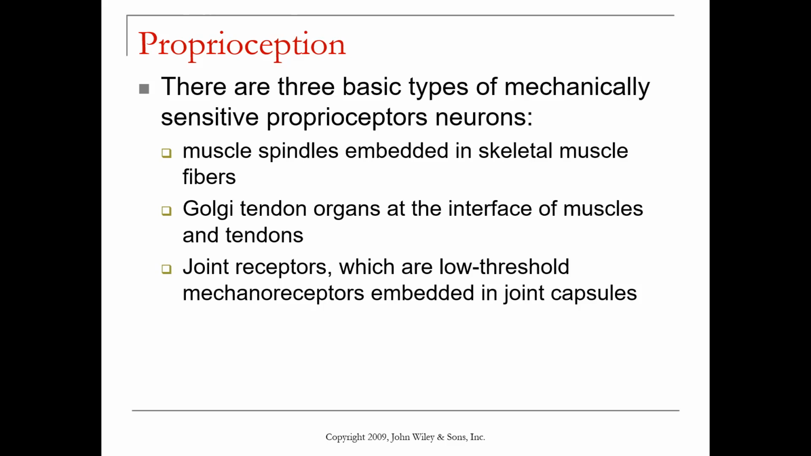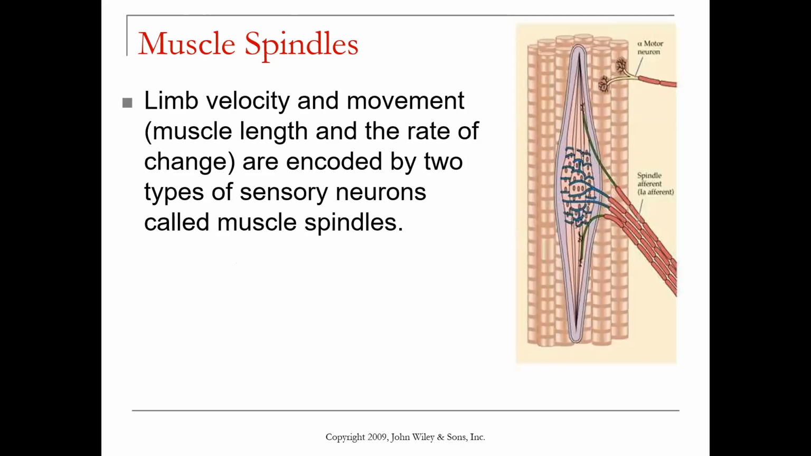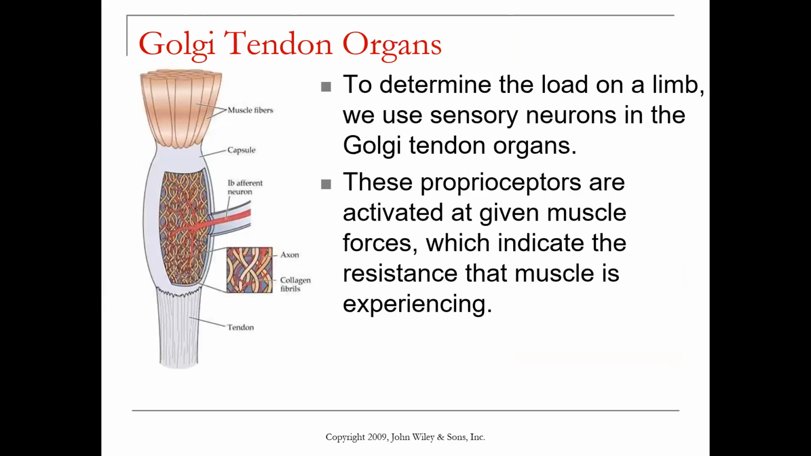These are all mechanoreceptors, very sensitive to stretch and contraction. So there we go. These are the muscle spindles embedded in the muscle cells themselves. They measure the velocity that the arm or the leg moves. They measure the movement, what it's doing, up, down, left, right, sideways, how fast we're moving the arm, what direction we are moving it.